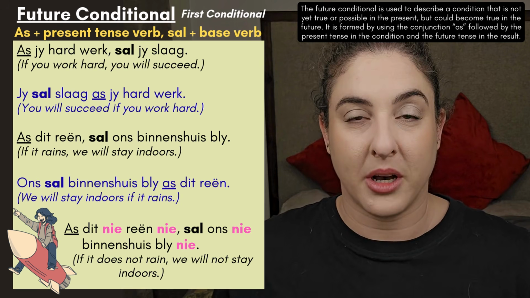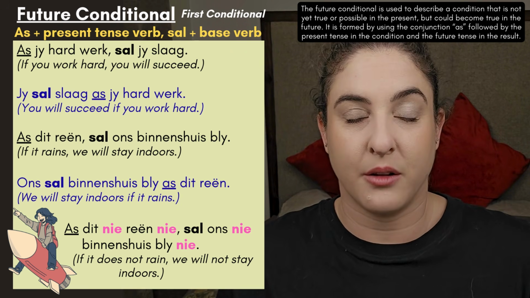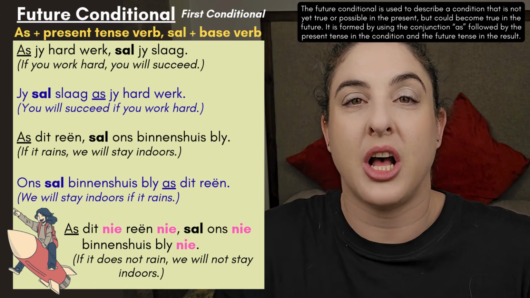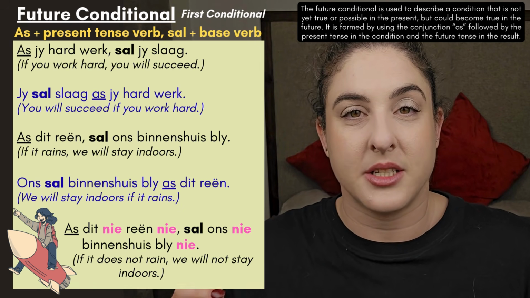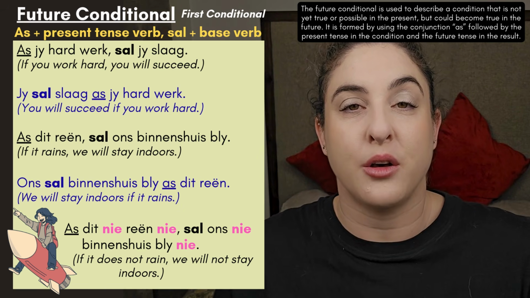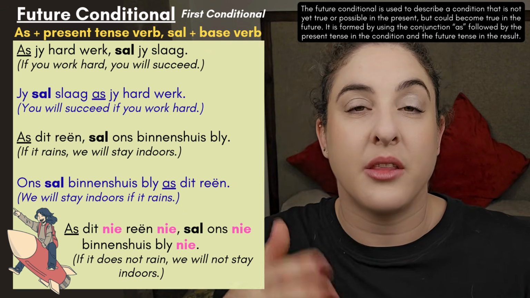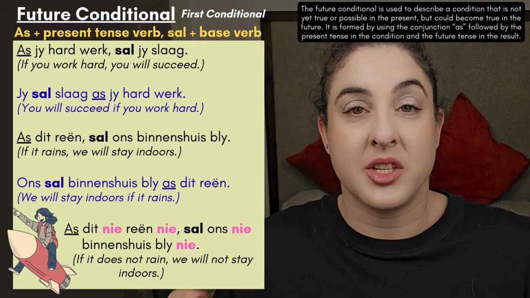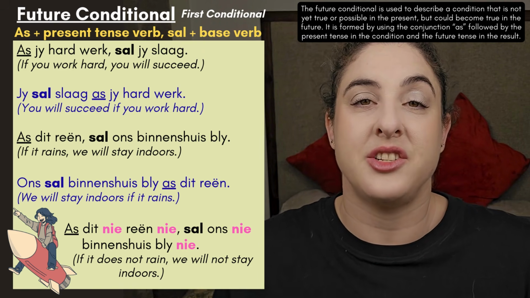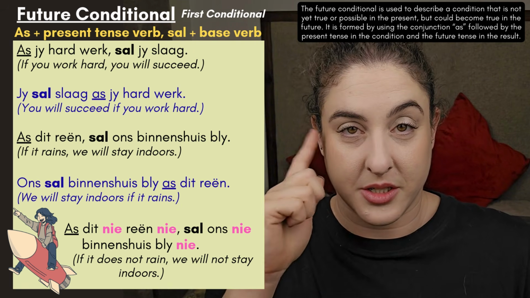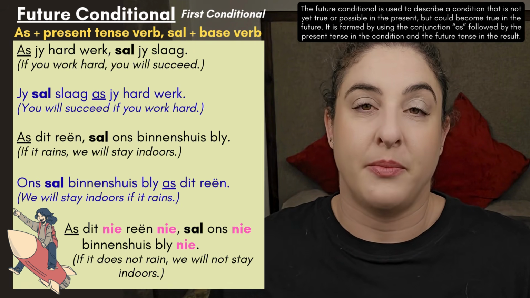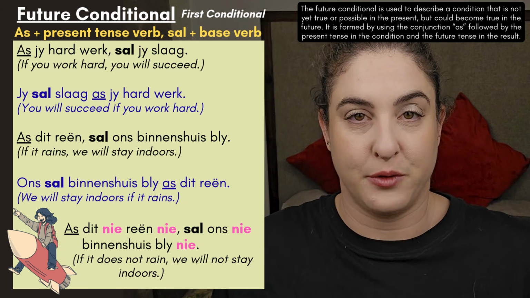Then after the comma, you'll have the word sal. In Afrikaans, that is shall or will. And sal is already a future tense auxiliary verb, otherwise known as a helping verb. It's an auxiliary verb that indicates future. So just keep that in mind. And then it says plus base verb.